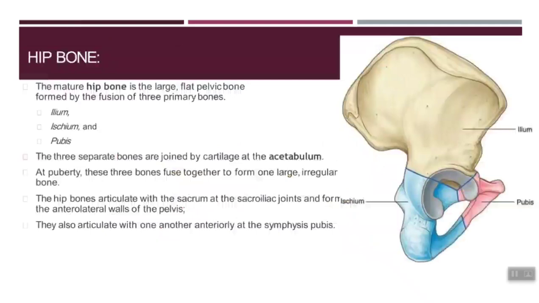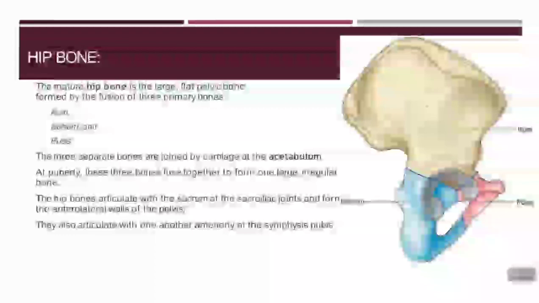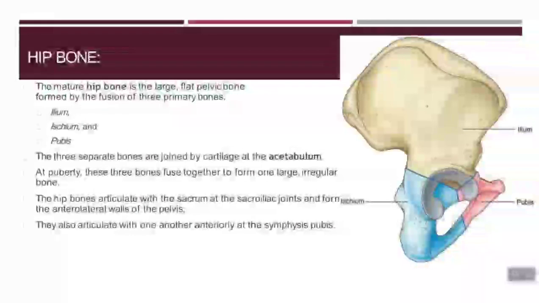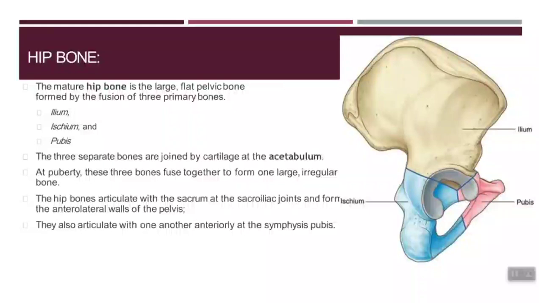First of all, I will start by describing the osteology of the lower limbs, and after that, we will continue with the soft tissue. First of all, I introduce the hip bone.